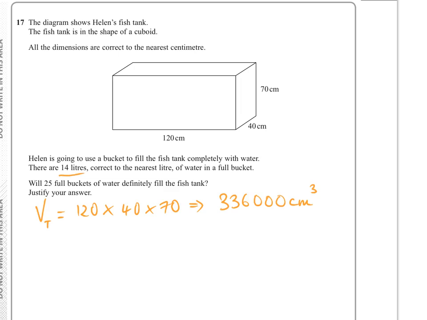I think the trick here is all the dimensions are correct to the nearest centimetre, and here the 14 litres is correct to the nearest litre. So what we can do is we could try and pretend that we were doing it this way. And then what we've got to do is try and find the most amount of buckets that we could possibly get to see whether 25 would be enough.